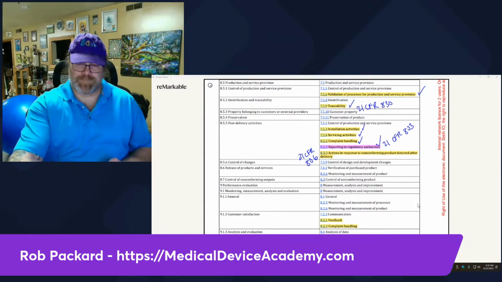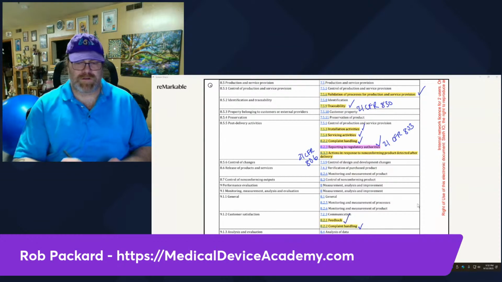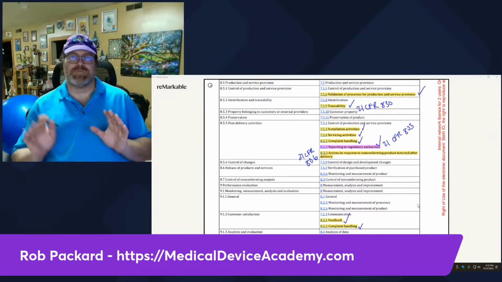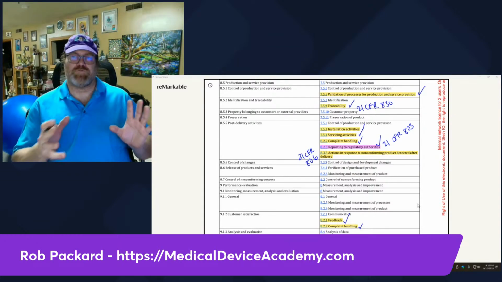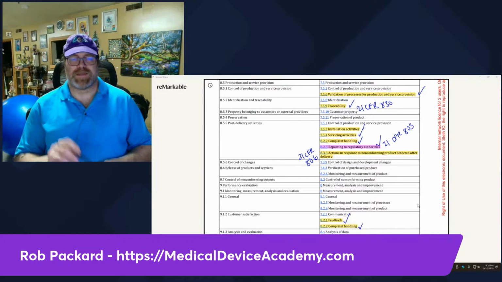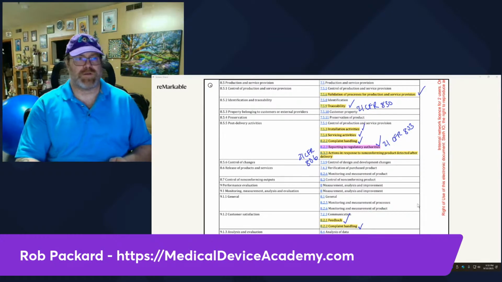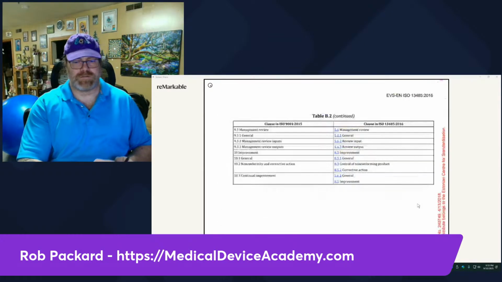Then we have complaint handling repeated again. Feedback is mentioned here. With feedback, we want to talk about not just reactive feedback, but the proactive post-market surveillance feedback. So that's something that's not covered in 9001, but is covered in medical devices. So we go on to the next page here.